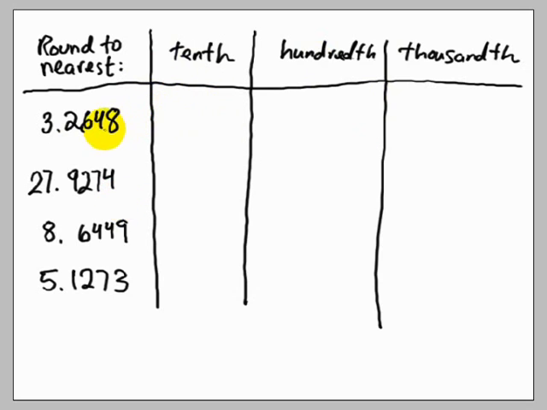I hope you understand what I'm asking here. I want to take this number. I want to round it to the nearest tenth, first of all, and write the answer here. And then I want to round this to the nearest hundredth, and write the answer here. And then round it to the nearest thousandth, and write the answer here. And then repeat that for these three numbers here. So there's really 12 questions here.